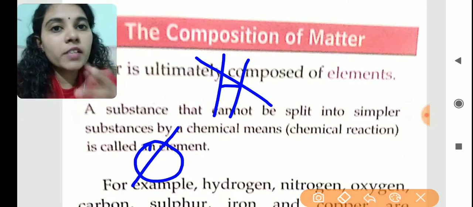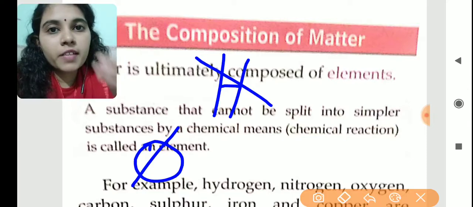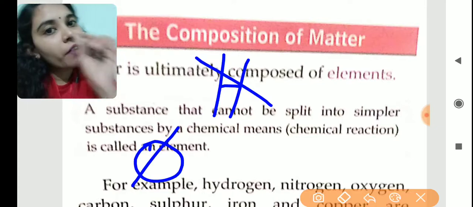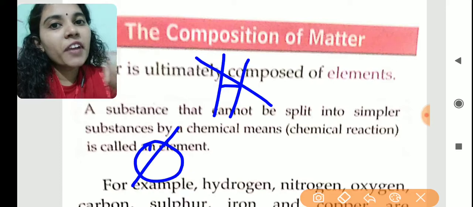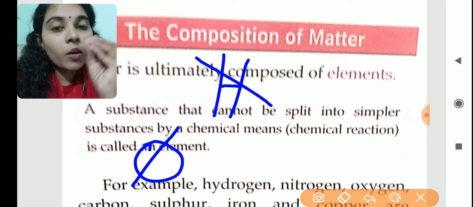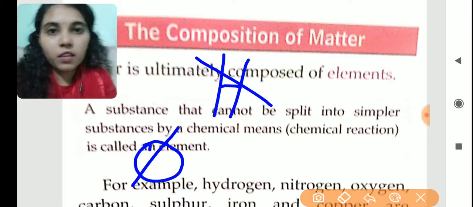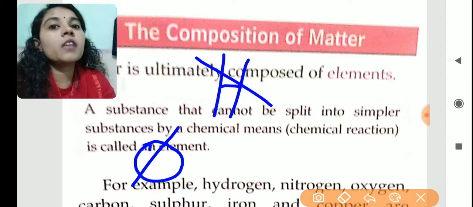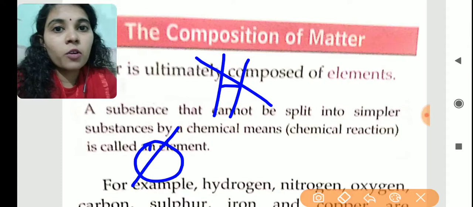I told you yesterday, if we take a sheet of paper, we cut it into small pieces. From that, we take one small piece. Again if we cut it, then from that we take one small piece. Again if we cut, finally we will get a very minute particle that even we cannot see through our eyes. That one we cannot cut further, or split by any physical change or by any chemical change. That type of substance is known as an element.